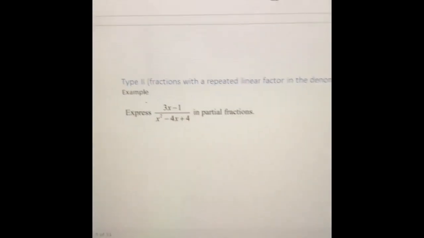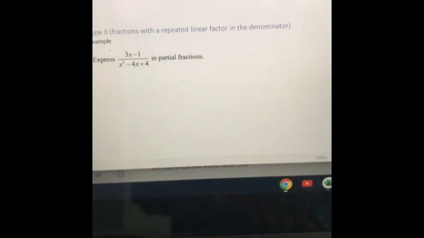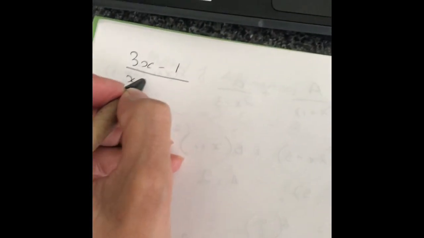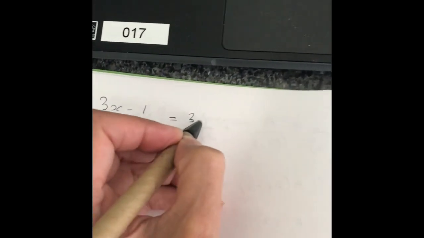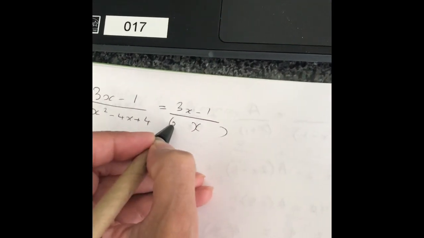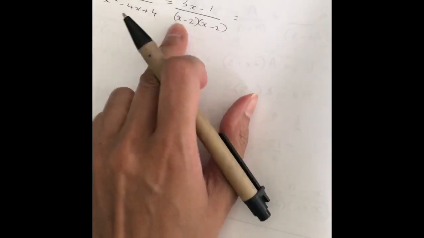So we're looking at type 2 now. It says fractions with a repeated linear factor in the denominator. Okay, so I'm just going to copy this down. I have got 3x minus 1 over x squared minus 4x plus 4, and I'm pretty sure I can factorise that denominator. So I'm just going to factorise that: (x minus 2)(x minus 2). And you should be able to see you've got a repeated linear factor there. The x minus 2 is a repeated factor.